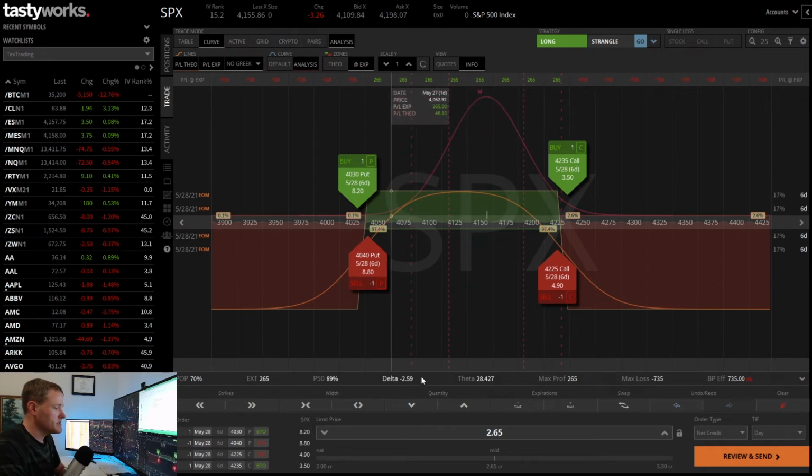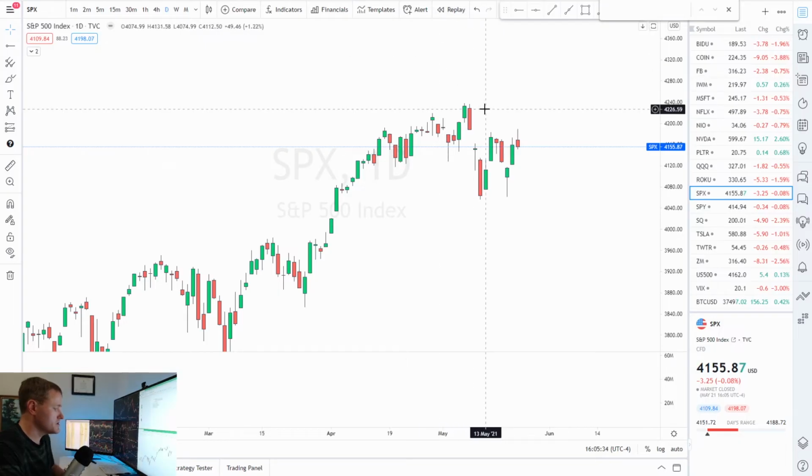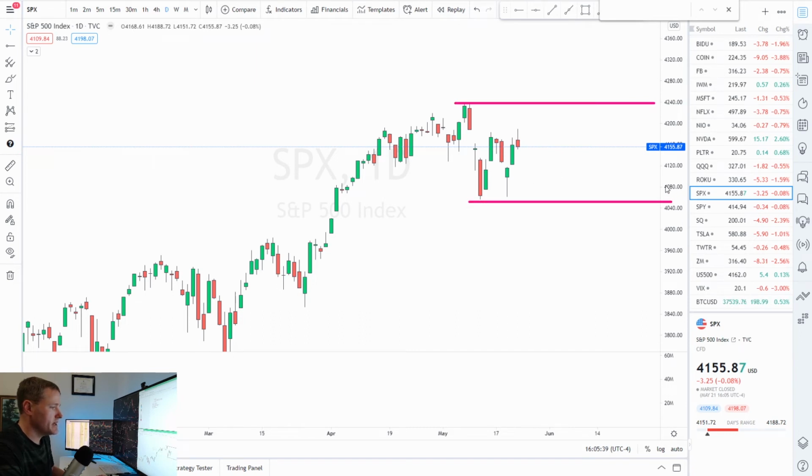When your delta is close to zero, it means that the underlying is essentially trading near the middle of your spread, right? It's in the middle between your call spread and your put spread. Looking at it on the chart, if we have our call spreads up here, our put spreads down here, if the underlying is trading right here in the middle of those two spreads, then you're going to have a neutral delta closer to zero.